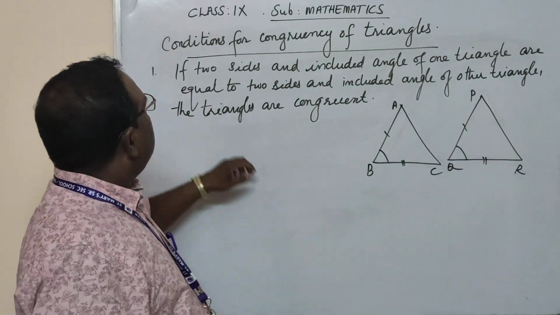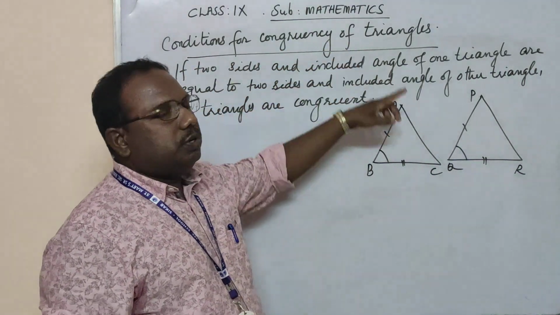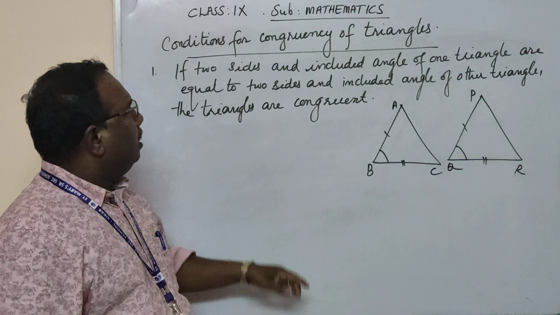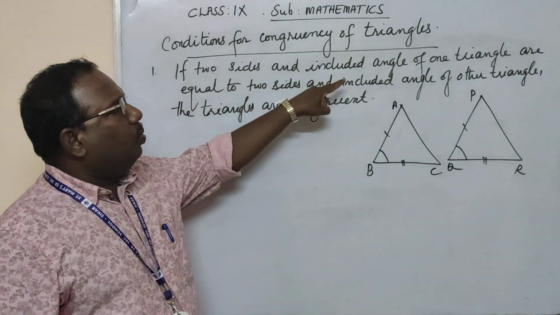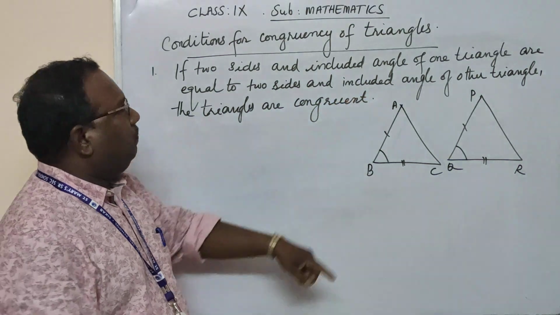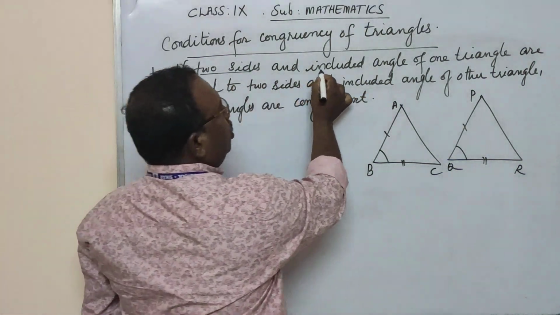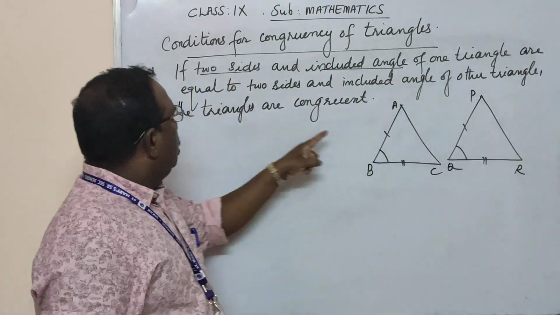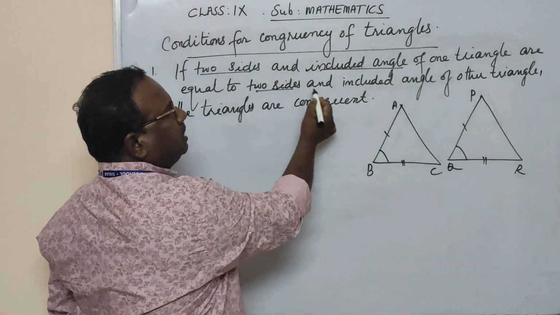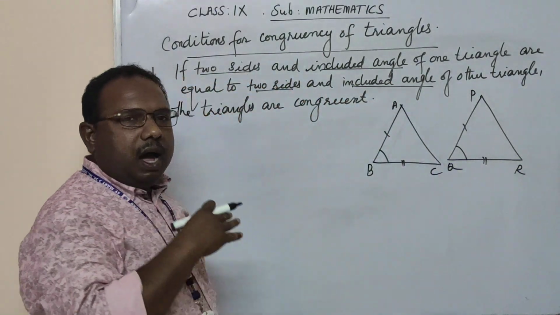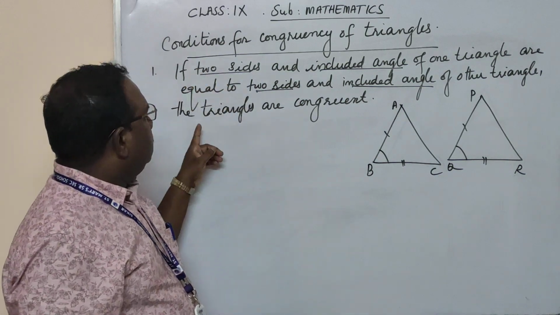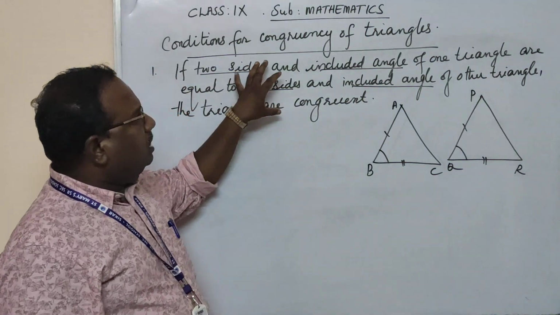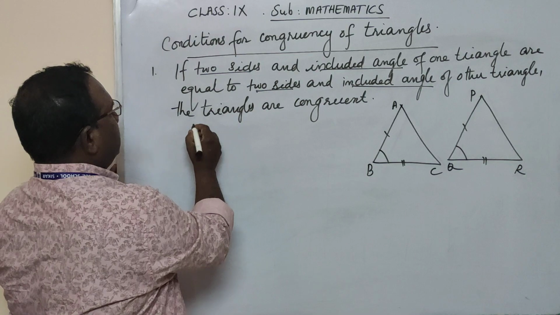Now let's study conditions for congruency of triangles. First one, read this first condition. If two sides and included angle of one triangle are equal to two sides and included angle of other triangle, then the triangles are congruent. And this is abbreviated as SAS.